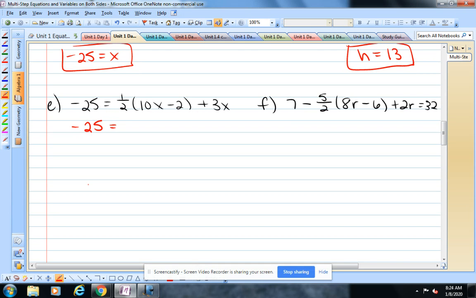So yeah, distributing that 1/2 is the same thing as dividing by 2. So what's a half times 10x? 5x. Good. What's a half times negative 2?